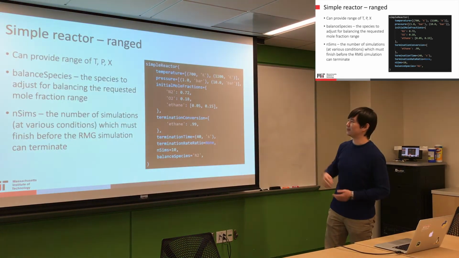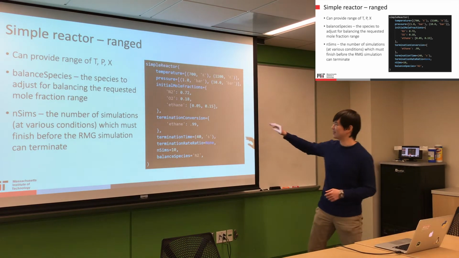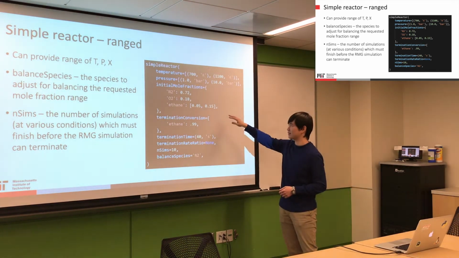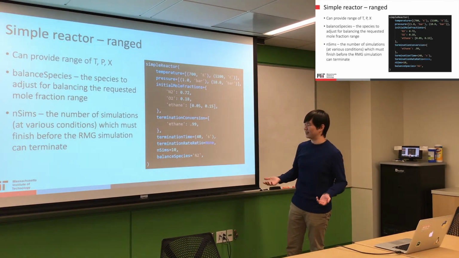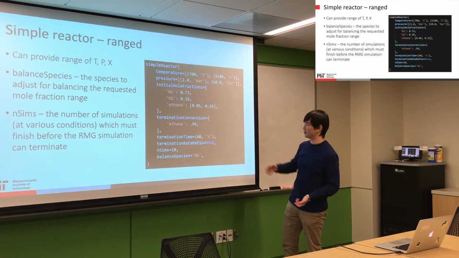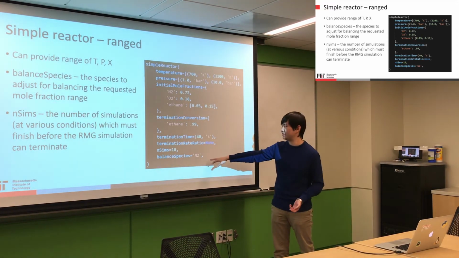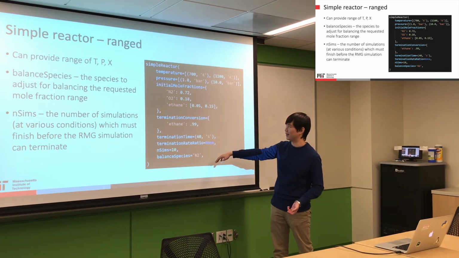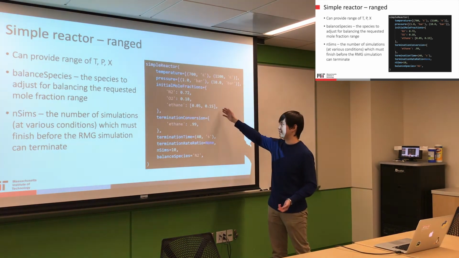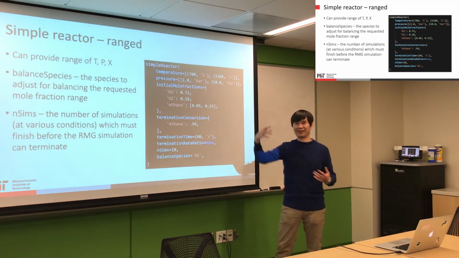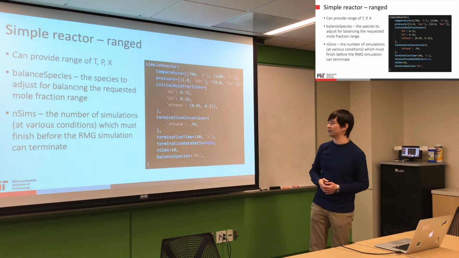Yeah, so it's an easier way to specify ranges. One thing to note, or two things: if you're specifying a range of mole fractions, so for example, if we want this mechanism to be applicable for ethane mole fractions from 0.05 to 0.15, you need to specify balance species to basically balance out when RMG changes the mole fraction of ethane. So if we increase ethane, then the concentration of something has to go down. So this tells RMG which species to reduce.